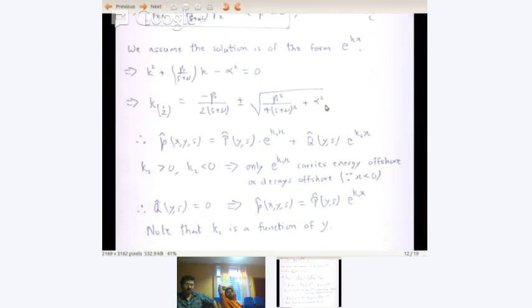Note that k1 is a function of y because of the alpha in the square root term. This has to be kept in mind because we will have to differentiate the expression for capital P with respect to y at some time. But if you want to determine u, you will have to differentiate small p hat with respect to y. And when you do that, you will not only end up differentiating capital P hat, that's a function of y and s, but also e power k1x, because k1 is a function of y. So that's something you have to keep in mind. It gives us one additional term.